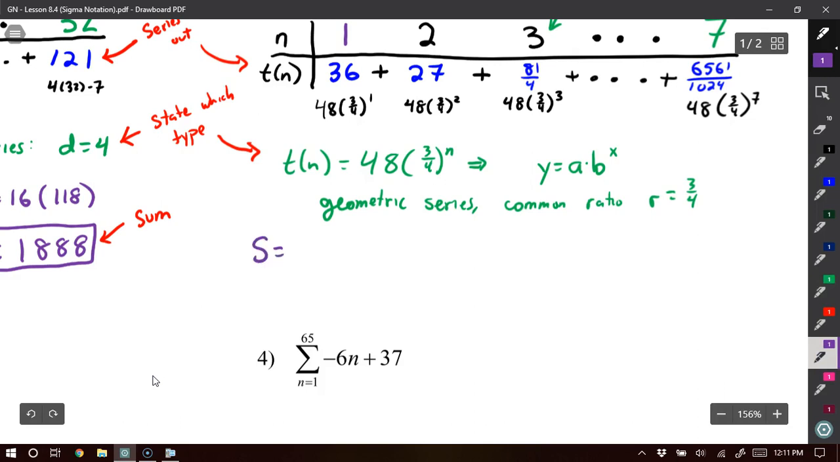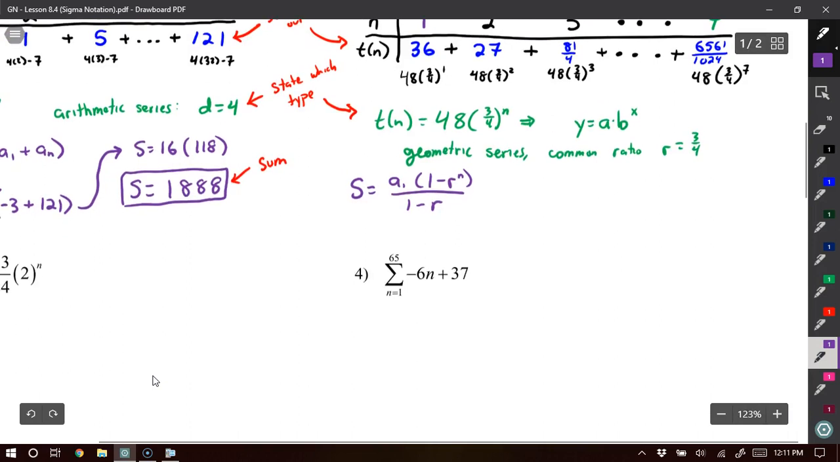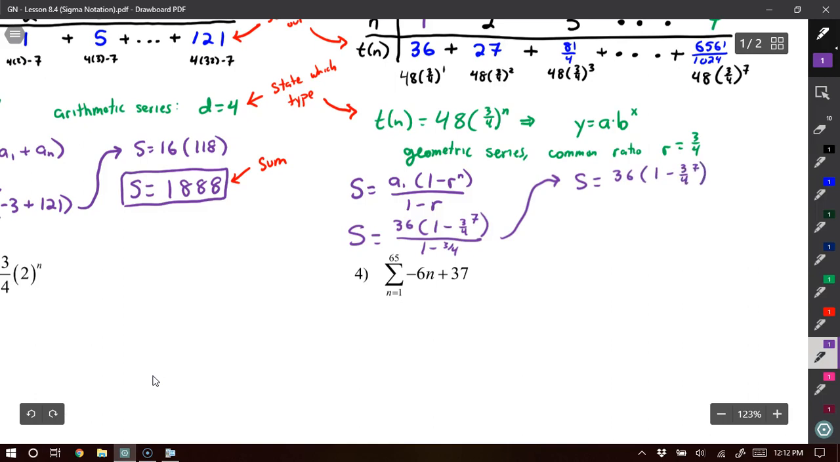The sum of a geometric series is a1 times the quantity 1 minus r to the n over 1 minus r. And I can start plugging everything in. And so I'm going to have my sum equals, first term is 36, parentheses 1 minus 3/4, now that 7th power is inside the parentheses, over 1 minus 3/4. So if I simplify this, I'm going to keep the top as is. I don't want to do 3/4 to the 7th power. I'm just going to leave it alone. But the bottom, 1 minus 3/4, I mean, that's just 1/4.